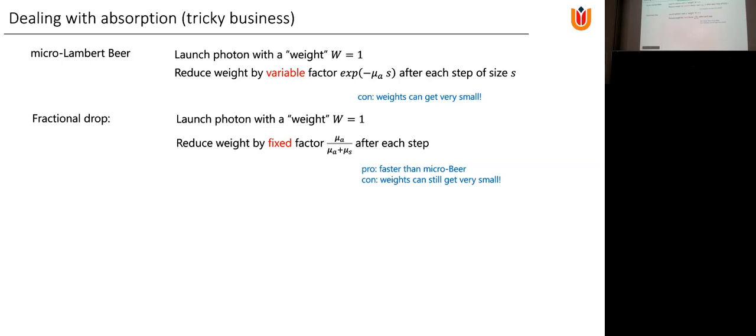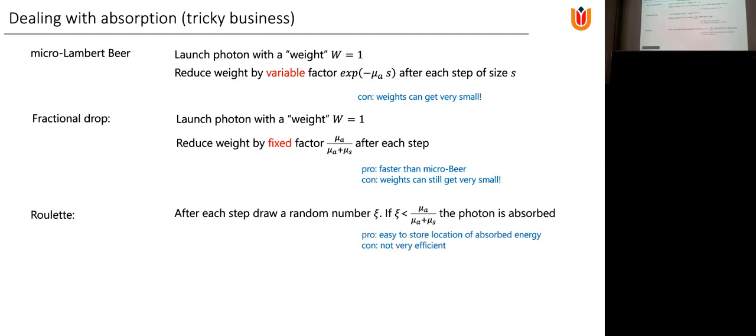It comes from a microbrewery, I guess. But weights can still get very small. So then what is here, the last one, is actually the one that you suggested that we should do. And that means that after each step, we draw a random number, and if that random number falls below the absorption threshold, then we're terminating the photon and we're starting a new one.